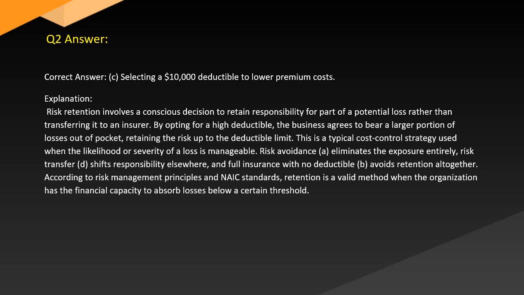Risk avoidance, A, eliminates the exposure entirely. Risk transfer, D, shifts responsibility elsewhere, and full insurance with no deductible, B, avoids retention altogether. According to risk management principles and NAIC standards, retention is a valid method when the organization has the financial capacity to absorb losses below a certain threshold.